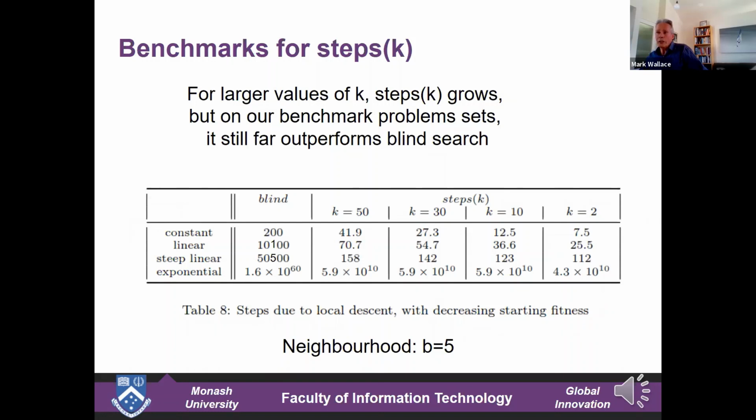We also then did a whole lot of benchmarks. So looking at, as you increase the distance from the starting fitness to the optimum, the number of steps clearly increases, but it's still always less than blind search. And in the case of steeper problem sets, a lot less than blind search, going from 10 to the 60 to 10 to the 10.